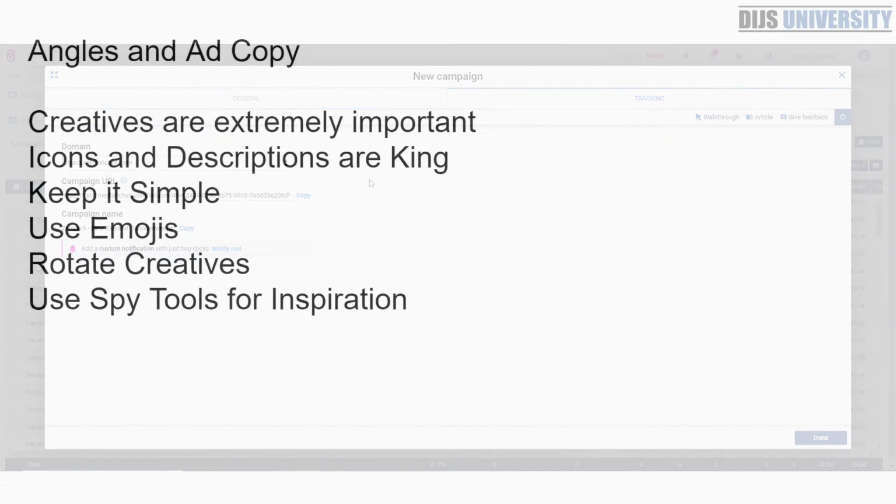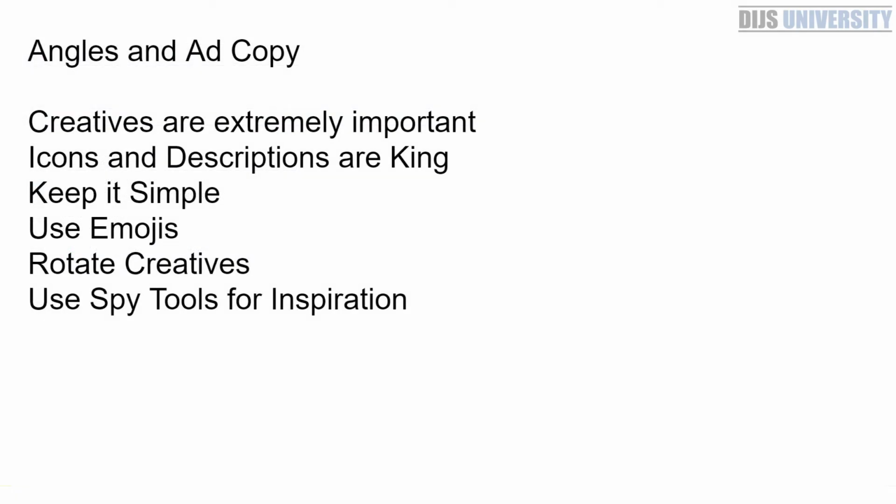All right, so first we need to talk about angles and ad copy, because your creatives are extremely important. Your icons and your descriptions are going to be king because they're the first thing that the user sees, and they can tell whether it's authentic or not. So you want to keep it simple. Use emojis that are appropriate, so don't go overboard and have like 5 emojis for a party or anything like that.